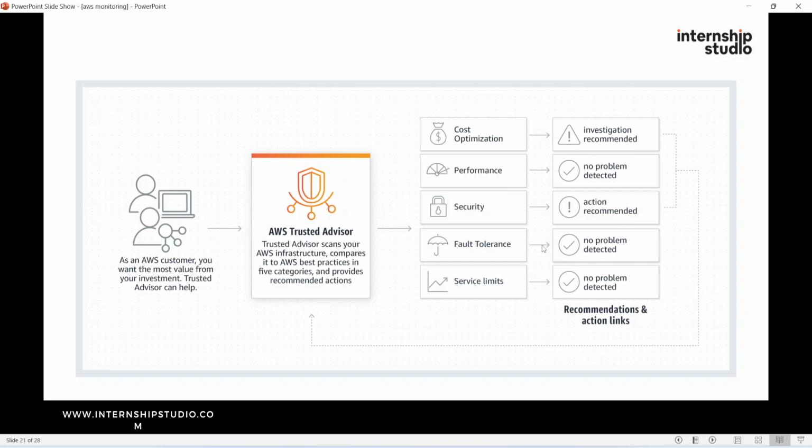So next is fault tolerance. It also says no problem detected. If everything is correctly configured, then it says no problem detected. Next we have the service limits. For service limits also we have this recommendation of no problem detected. If there is any, it will notify you accordingly.